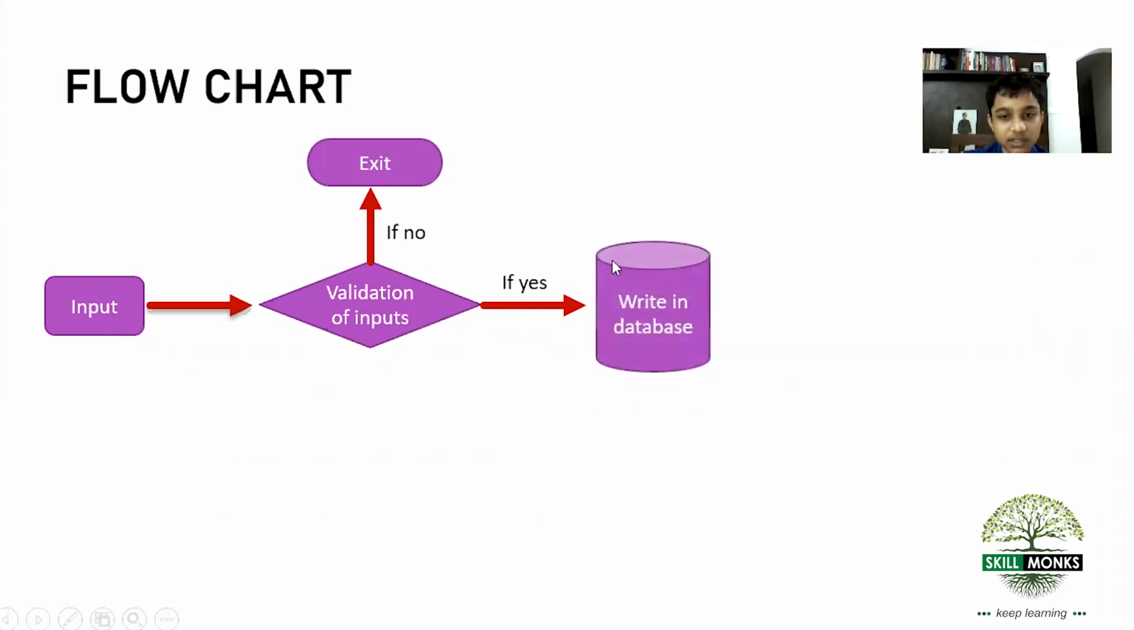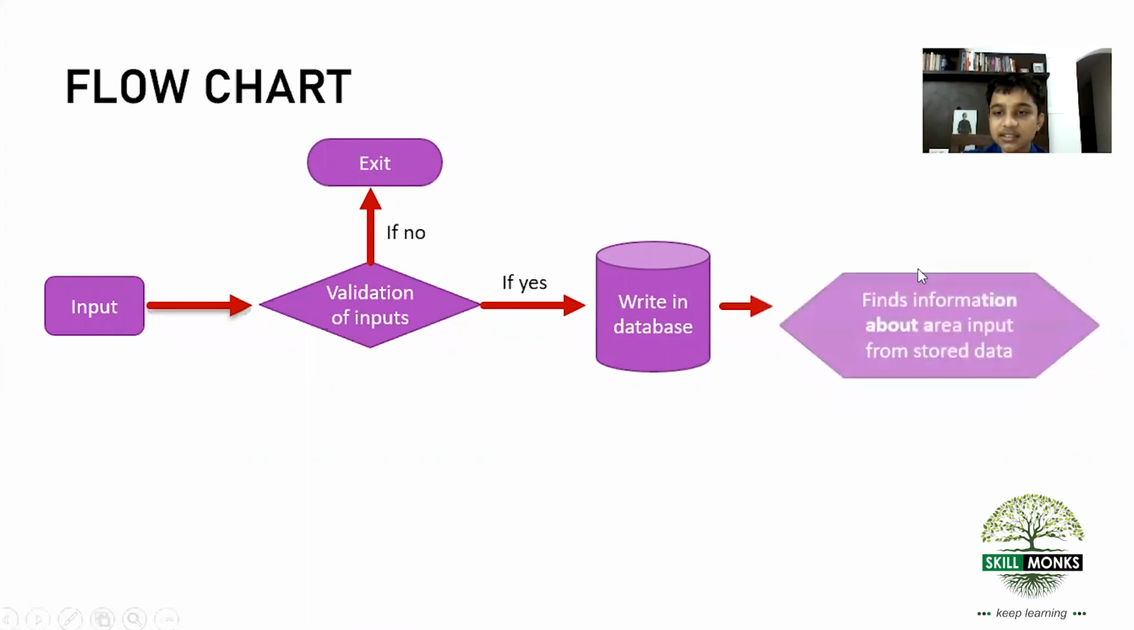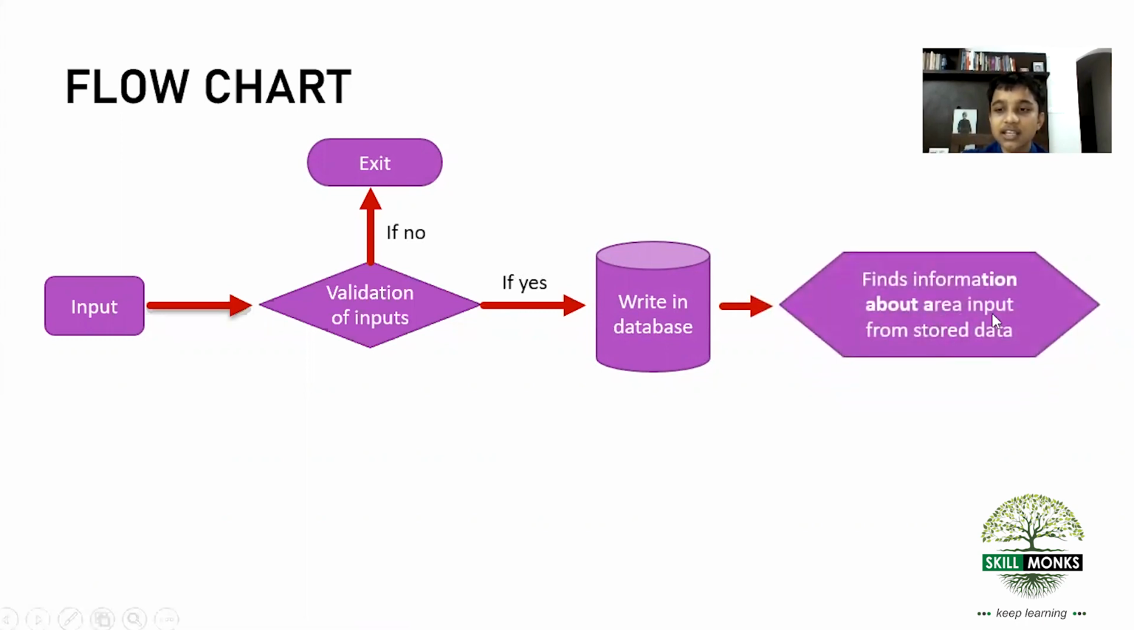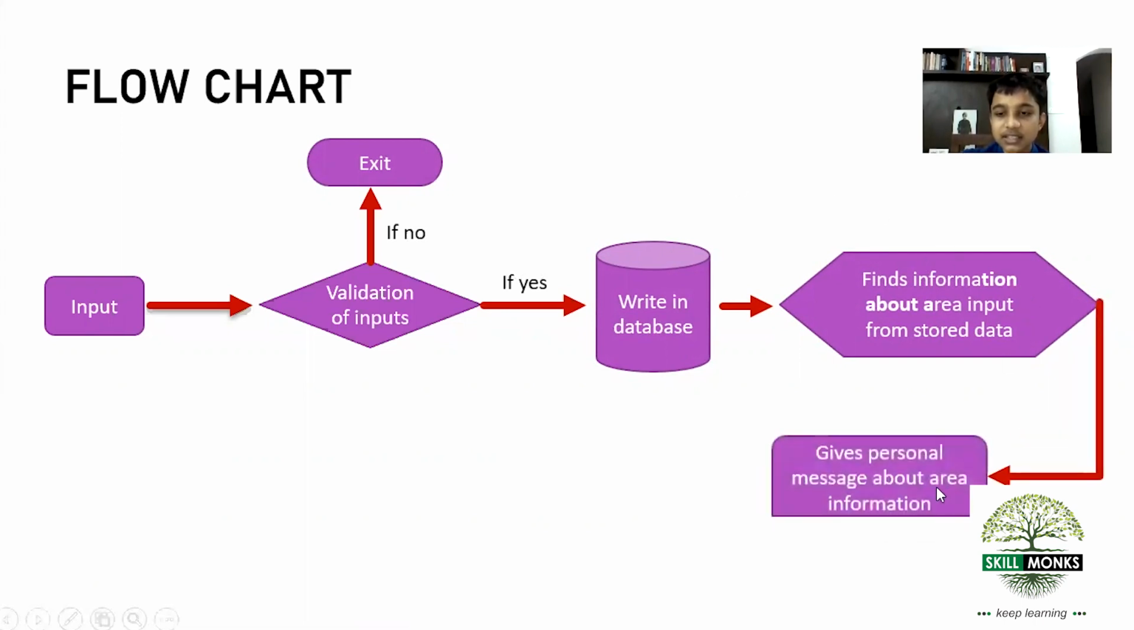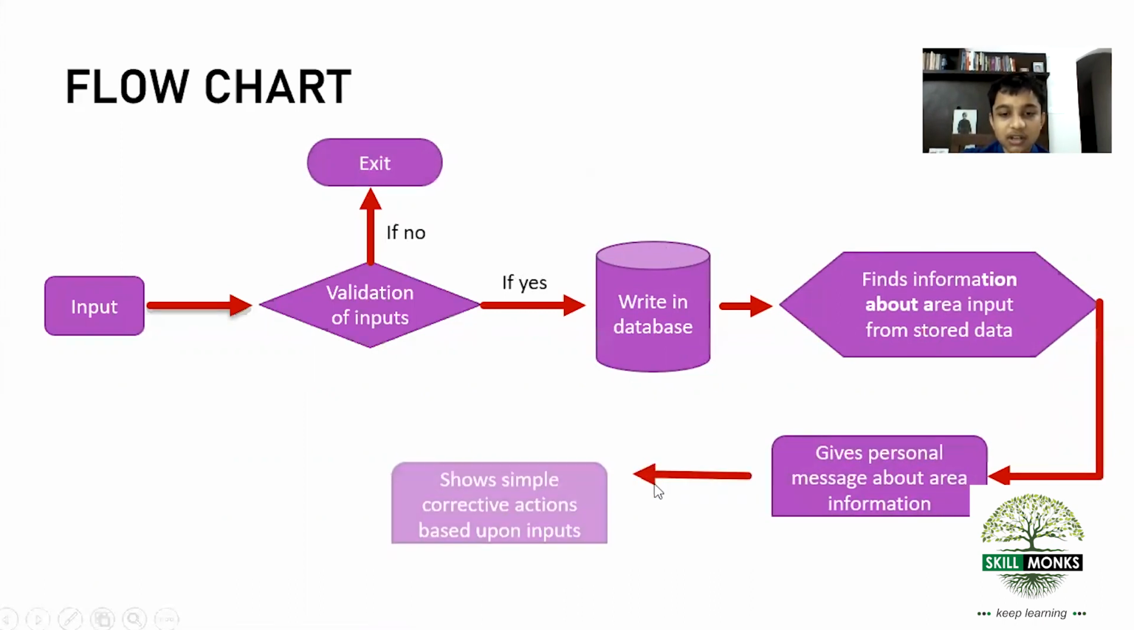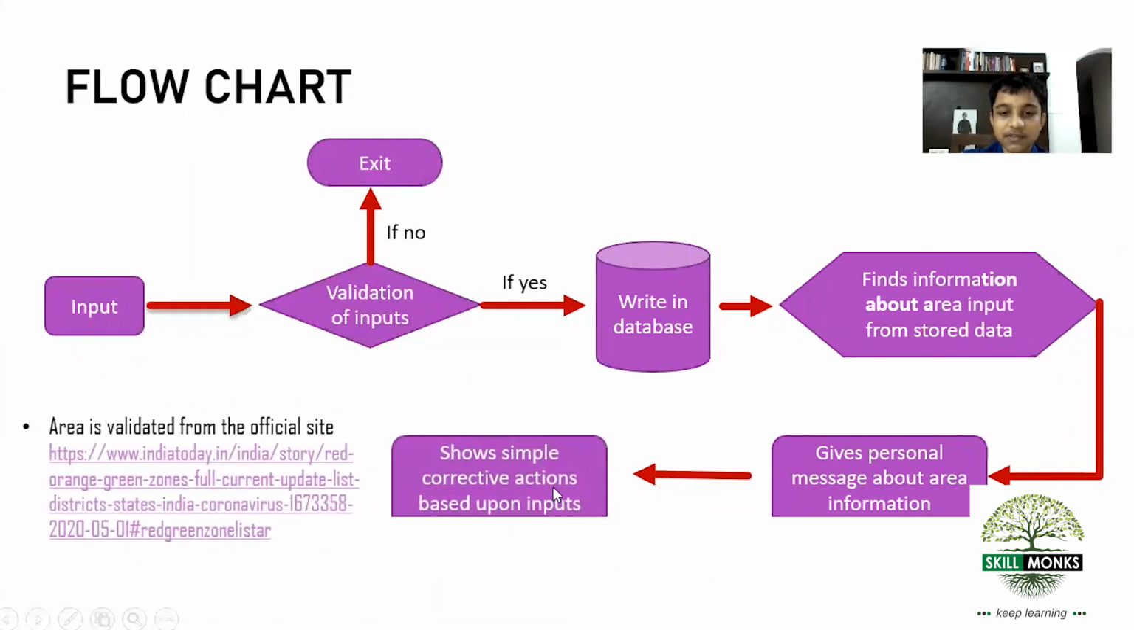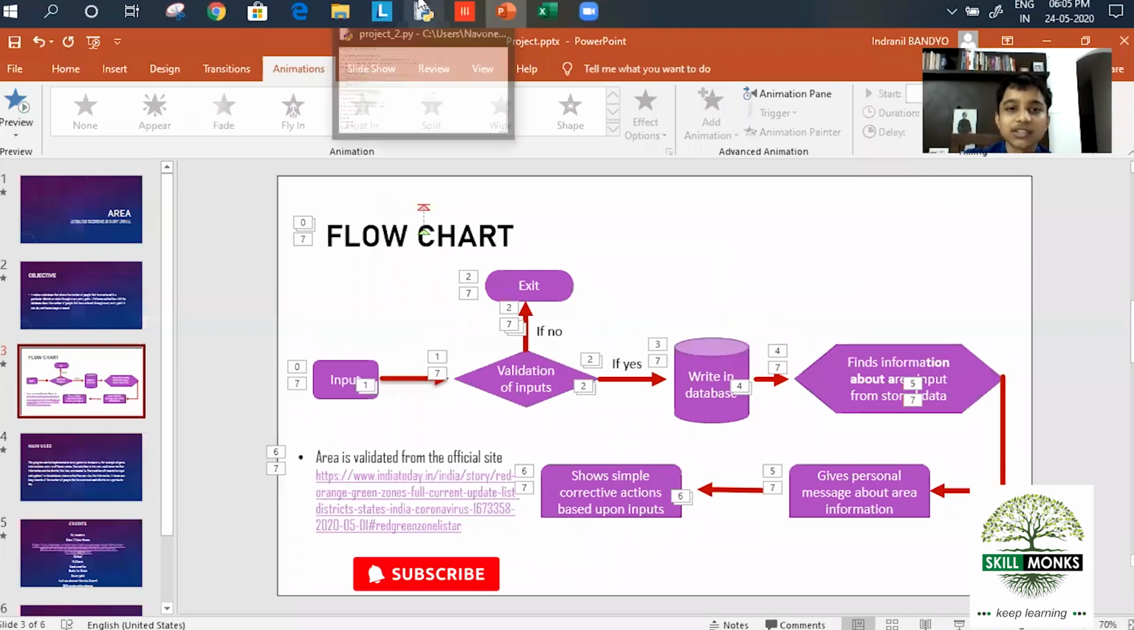However, if it is successful, it will write all of your information in a database where it can be accessed by other important authorities at the end of the day. Next, it finds information about the area that you input from another stored database that we just saw. Next, it gives you a personal message about area information. Last but not the least, it shows you a few simple corrective actions based upon your area input and a small graph with some pictures. The area is validated from this official site. Now, without further ado, let's check how the program actually works.